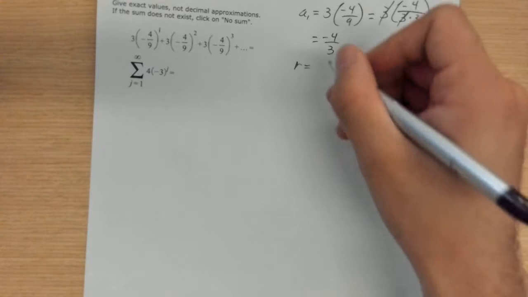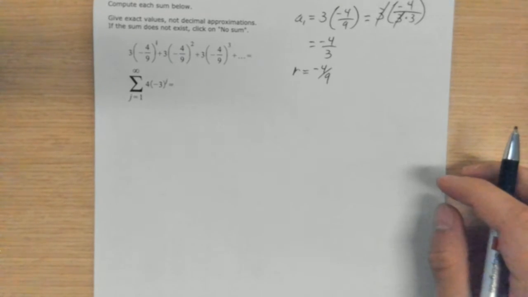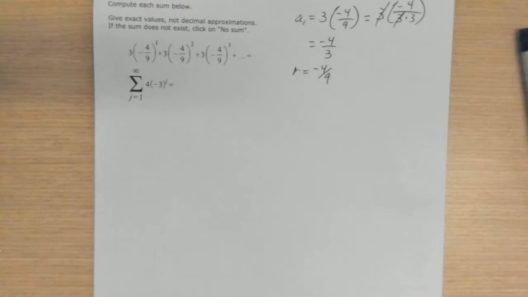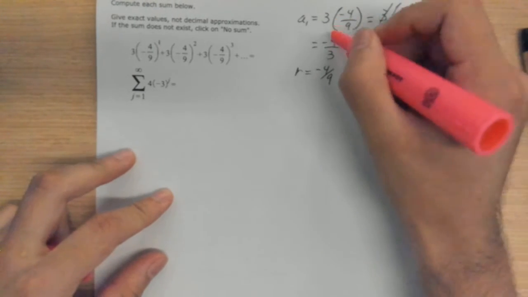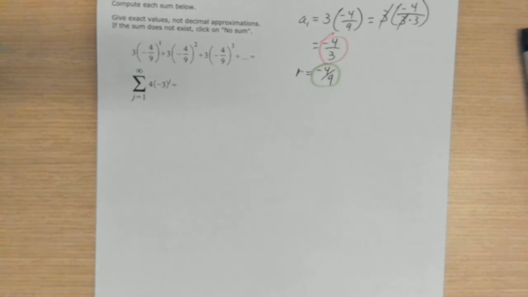Okay, so my common ratio is minus 4 ninths. That cannot be simplified, so that's it. Again, we only need those two things. We need the first term, and we need our common ratio. So I got both of them now. I can use the equation now.